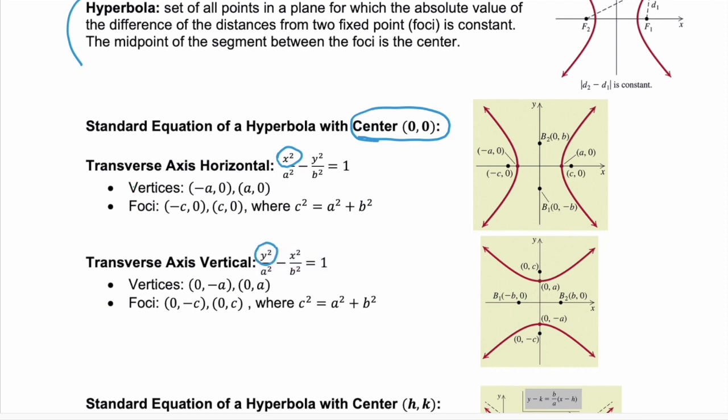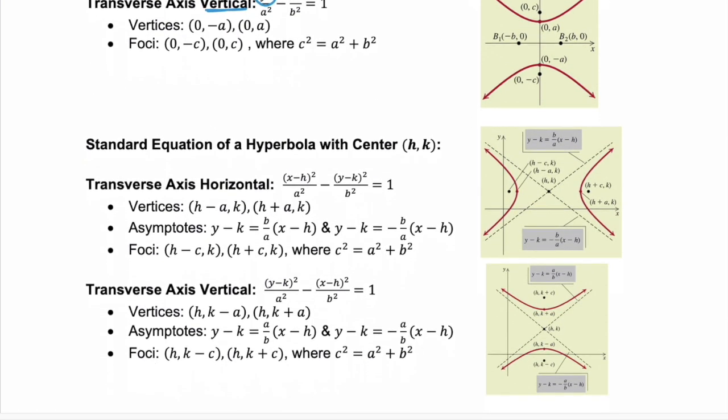Now, if you're given some points, the vertices or the foci, then it depends on where you have the value. So for a transverse axis horizontal, notice that all of these points have a 0 in the y spot, but the x-coordinate is the number. So if you have a value in the x-coordinate position, then it's a horizontal. And if you have the value in the y-coordinate position, it'll be a vertical. And remember, this is if your center is at the origin.